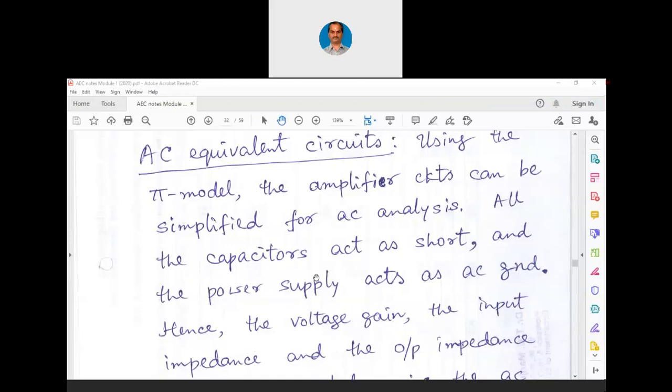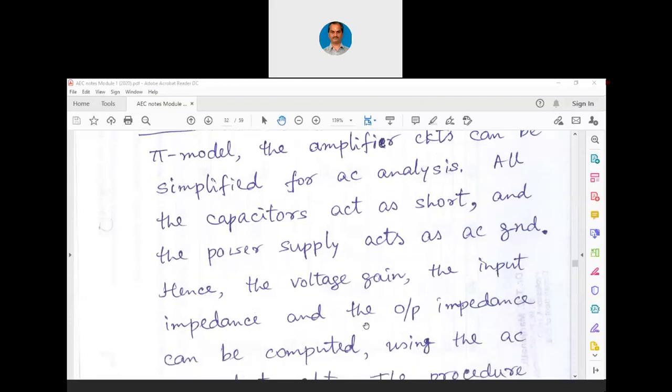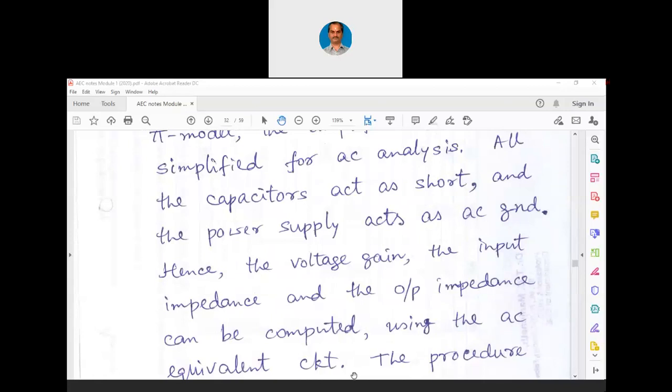So we represent a capacitor as a short circuit for AC signals, and the power supply acts as AC ground. Please recall the concept of AC ground which I discussed earlier. When a signal comes all the way to the power supply, which is either a big battery or a big capacitor, naturally, whether a battery or a capacitor, it is going to absorb all the variations in the signal. So for the input signal, the power supply is always an AC ground. Hence, the voltage gain, the input impedance and the output impedance can be computed using the AC equivalent circuit.